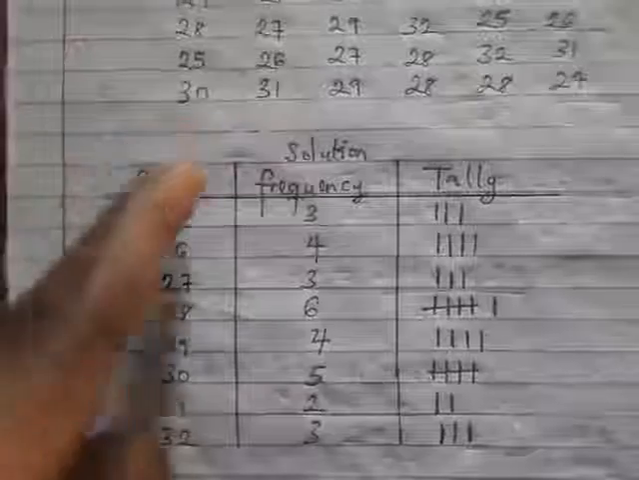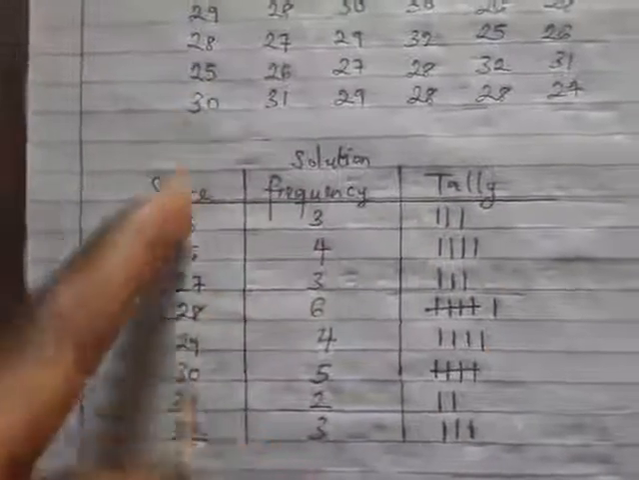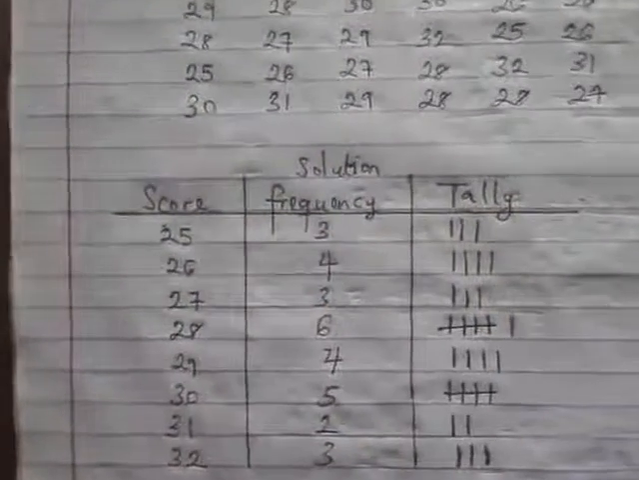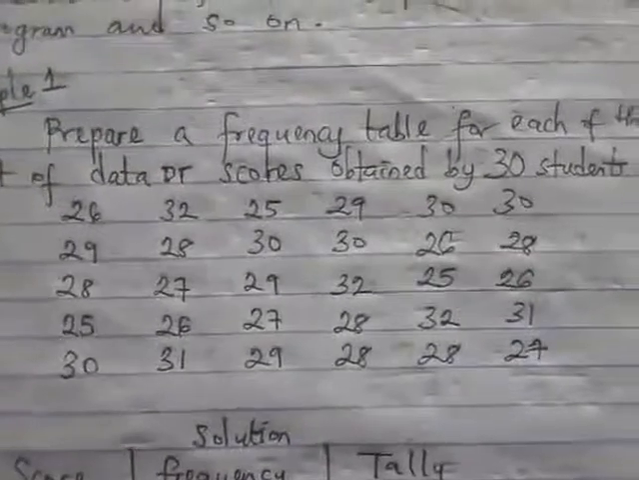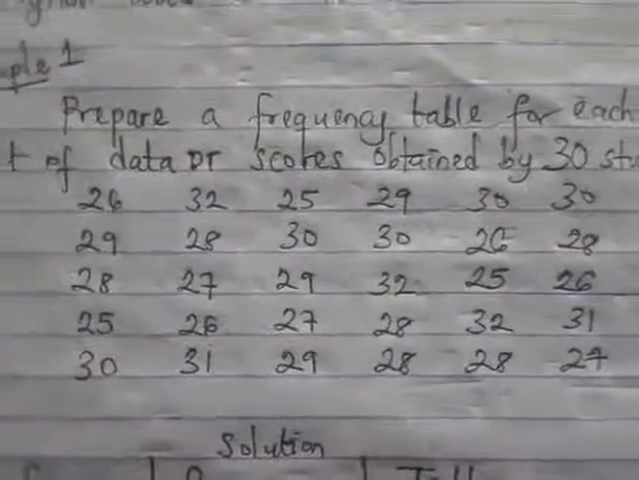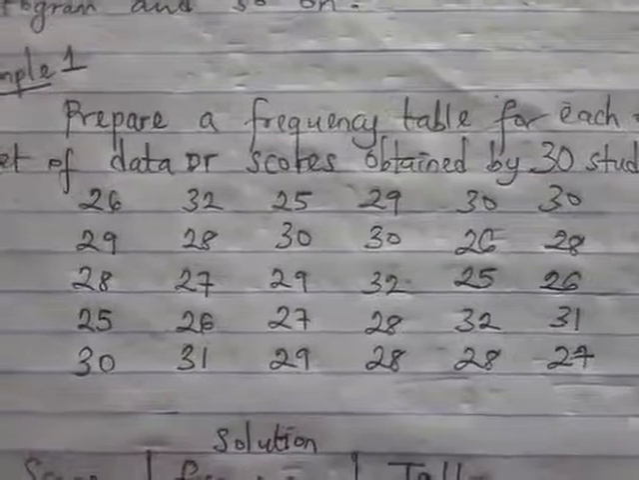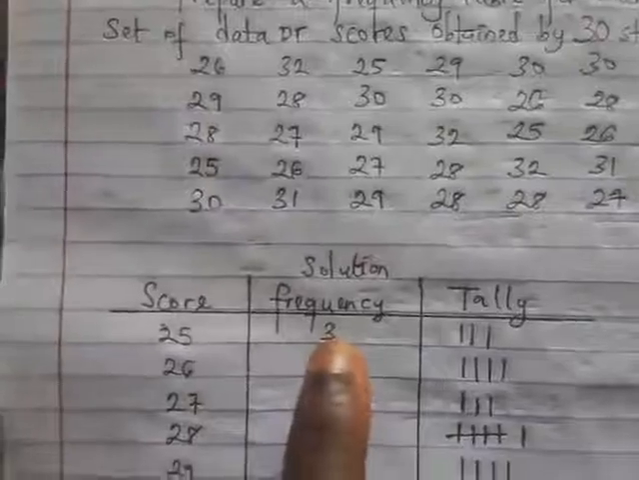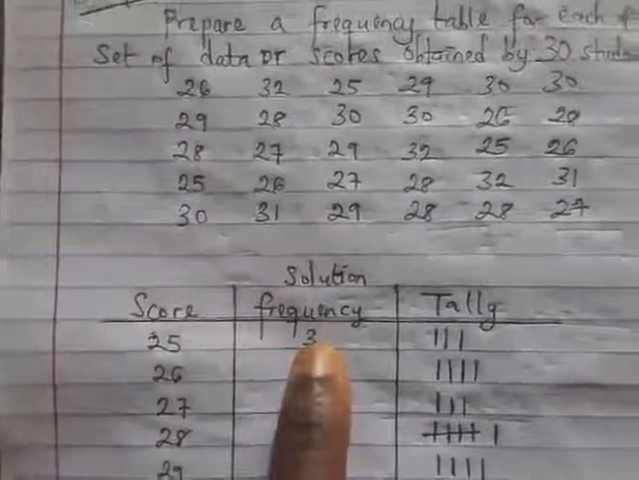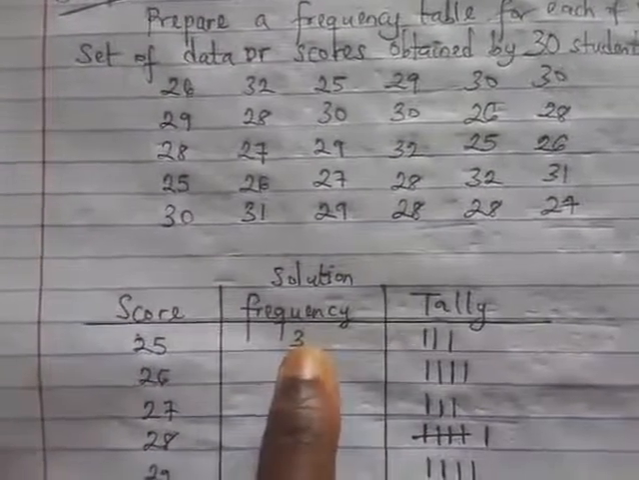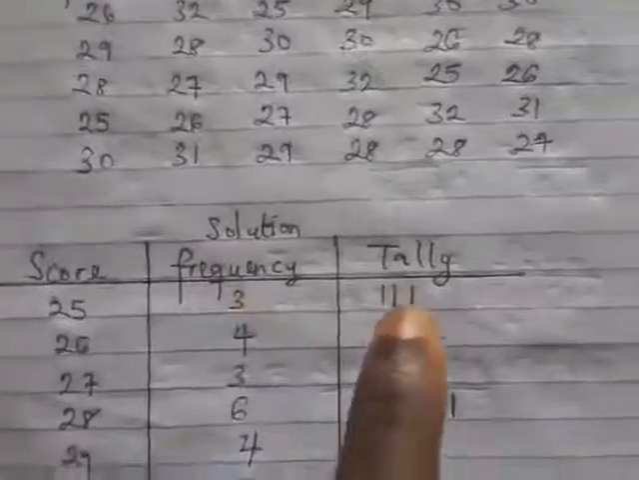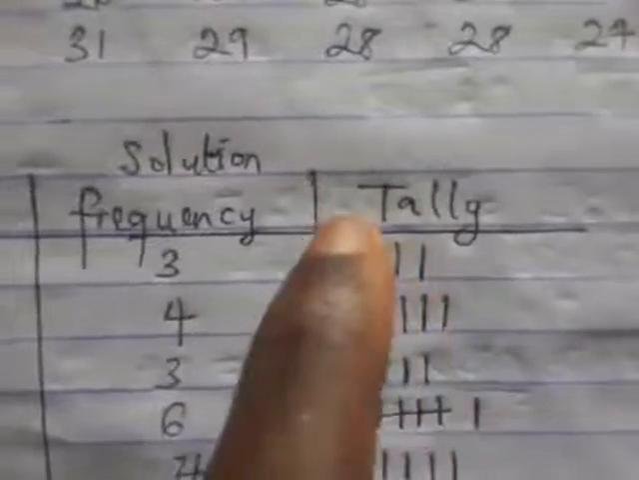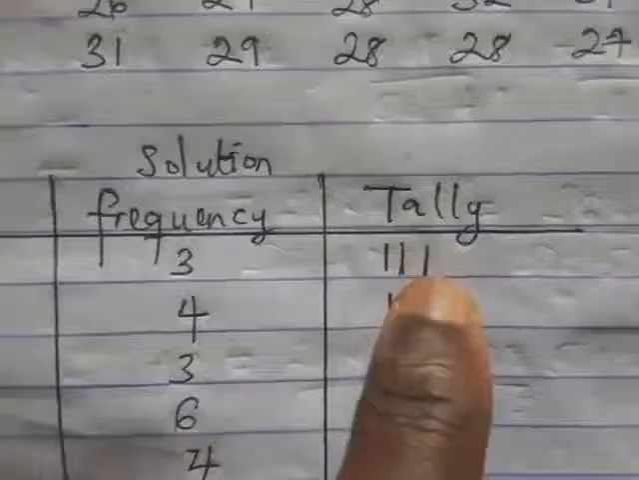You can see a table is a combination of rows and columns. I believe by now you should know that. So now, looking at these numbers, we begin to count. How many 25s can we see in this data? If you count it carefully, you will notice that you can see 3. That means the number of times that 25 occurred, the frequency, is 3. And for the tally, you just put 1, 2, 3.